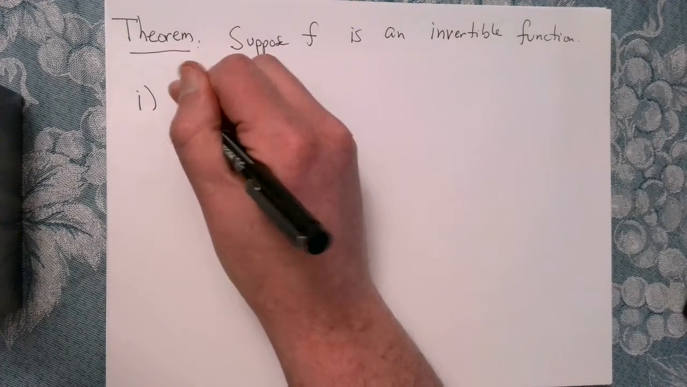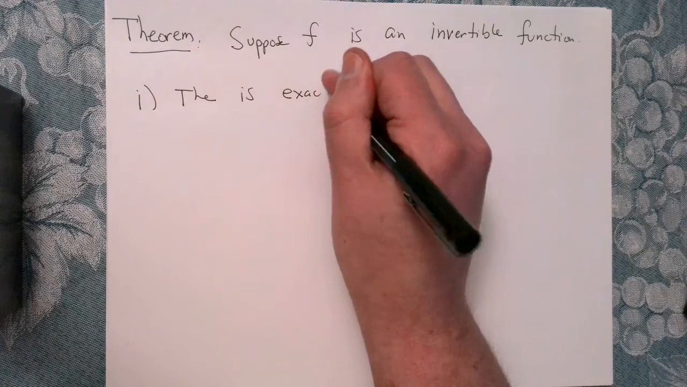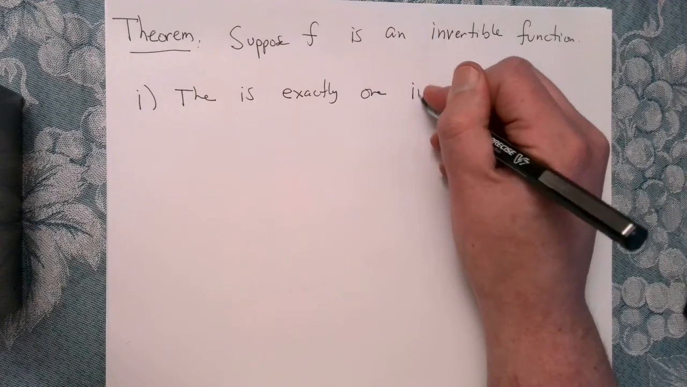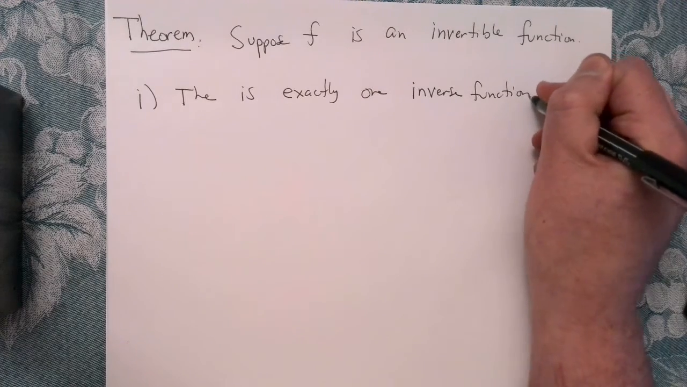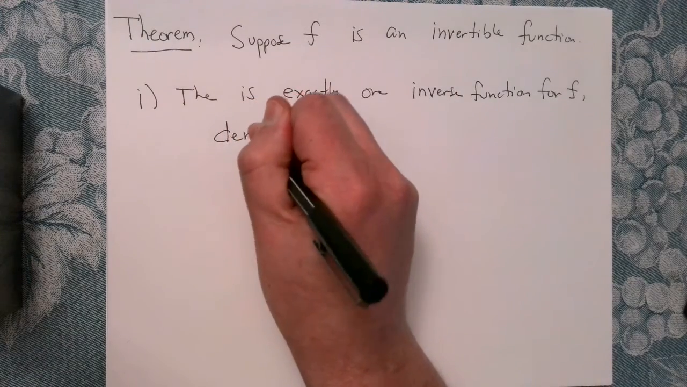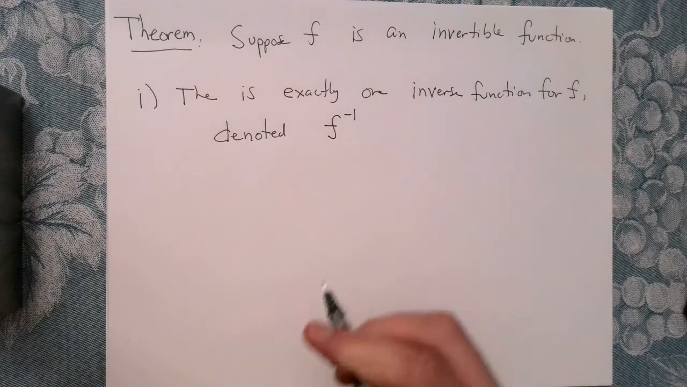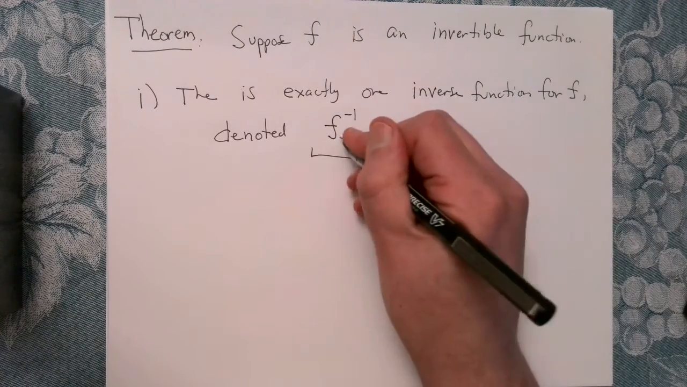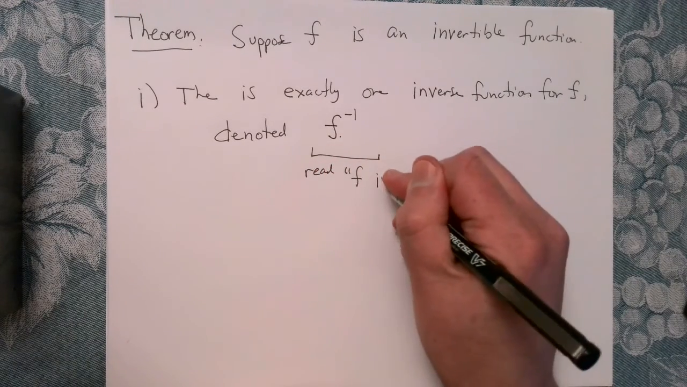So one, there is exactly one inverse function for f, so inverses are unique. And we denote this in the following way. And I have to speak a little bit about this notation with function inverses. And this is read f inverse.